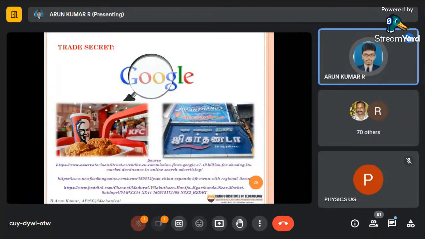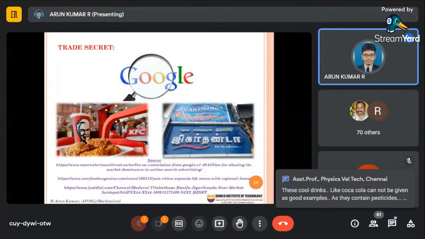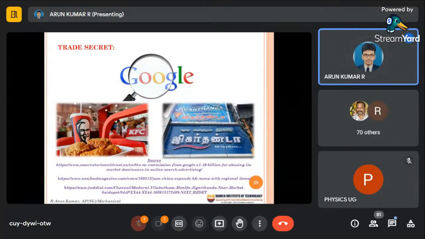For example, if I search Anna Nagar by standing in Madurai, Google will show me the result of Anna Nagar, which is located in Madurai. In a similar way, if I search Anna Nagar in Chennai, Google is going to show the result of Anna Nagar in Chennai.